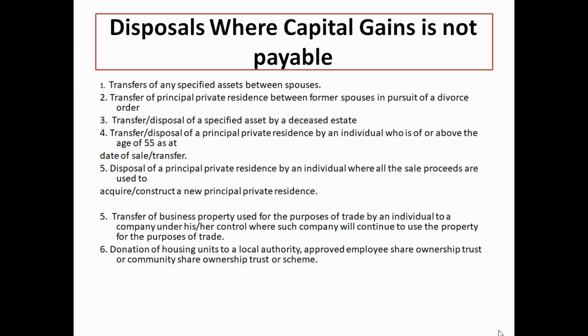We discussed this one in detail. Transfer of business property used for the purpose of trade by an individual to a company under his or her control, where such company will continue to use the property for the purpose of trade. Then donation of housing units to a local authority, approved employee share ownership trust or community share ownership trust. This one, we don't need to explain anything here. Good. Now we are talking.